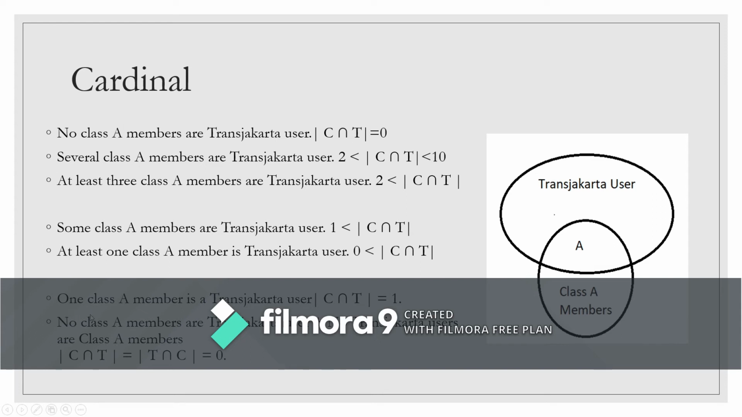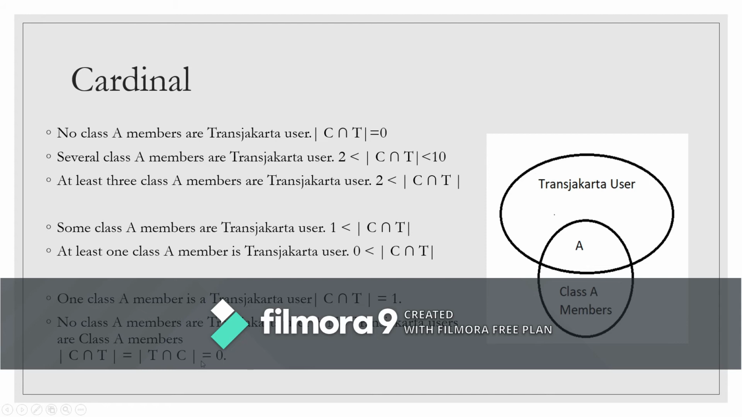Another example would be this. One class A member is a Transjakarta user. So the number of class A members that are part of Transjakarta users is only 1. This is the formula, and it is a bit more complicated. C, class A members who are part of Transjakarta users, equals Transjakarta users who are part of class A, equals 0. That means there is no correlation between the two. No class A members are Transjakarta users, and no Transjakarta users are class A members.